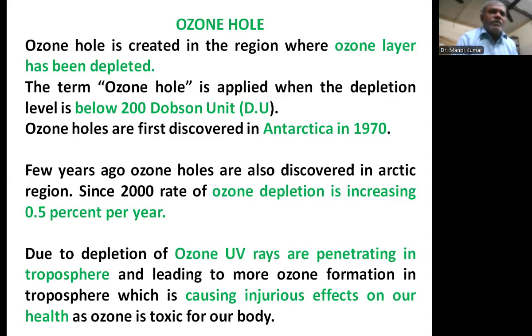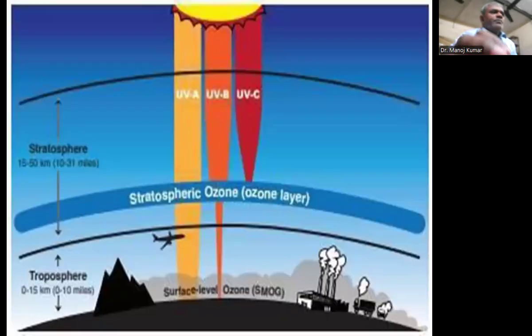studies, and environmental scientists are searching for solutions. Due to depletion of the ozone, UV rays are penetrating the troposphere and leading to more ozone formation in the troposphere, which is causing injurious effects on our health, as ozone is toxic to our body.